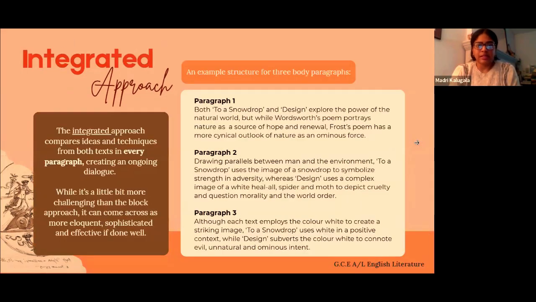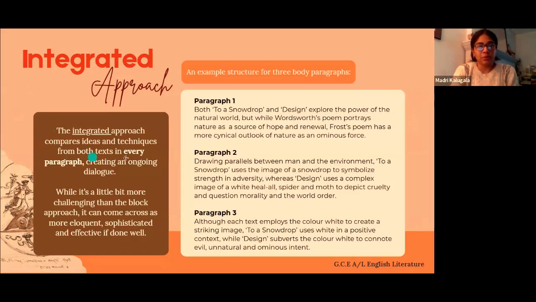And then let's look at what an integrated approach is. An integrated approach uses a slightly different way of answering. It compares ideas and techniques from both texts in every paragraph. Now, do you see the difference? In the first one, I look at these points in one text, then I look at these points in text number 2. But in the integrated approach, you are putting them both together and looking at them side by side. So that's the difference.